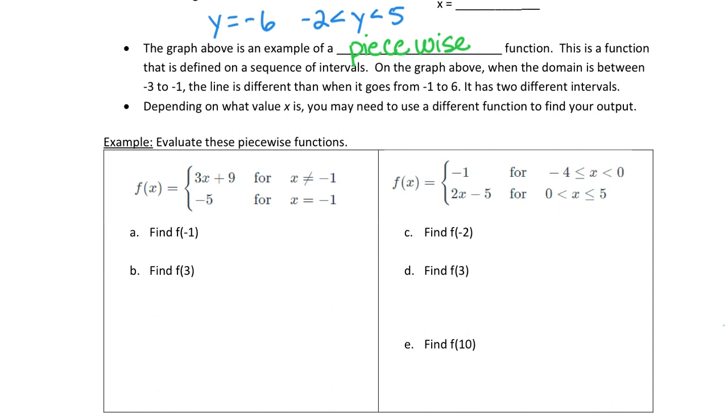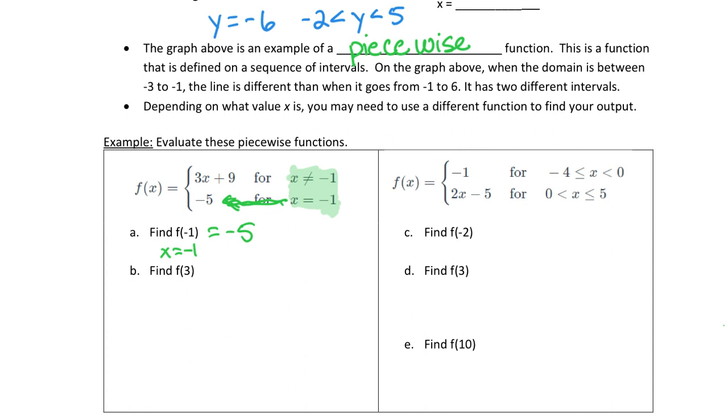Let's look at this first example here. Find f of -1. So basically it's saying that our x value is -1. When I go to my piecewise function over here, it gives me directions on what I'm supposed to do. These are telling me when x equals something, do something else. So in this case, our x does equal -1, so I'm going to do this. That's just telling me that my y value will equal -5 when x equals -1.